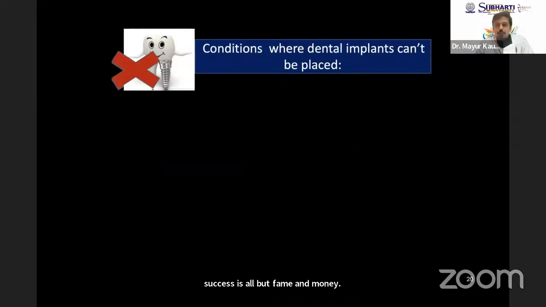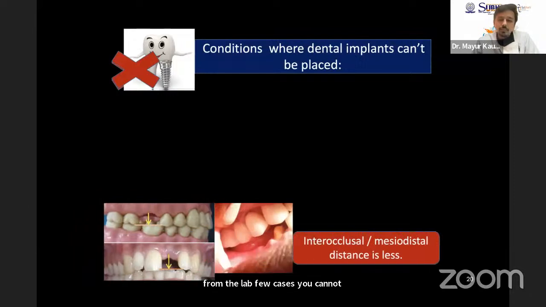But at the same time, not every case is a case for implants. No matter how good the CBCT report is, no matter how good your stent has come from the lab, in a few cases you cannot place an implant. The first is, of course, when space for a tooth is not there. This is the first thing you are supposed to evaluate. Horizontal and vertical dimension needs to be present for a tooth. If that space is missing, no matter how good the bone is, you won't be able to do a thing.